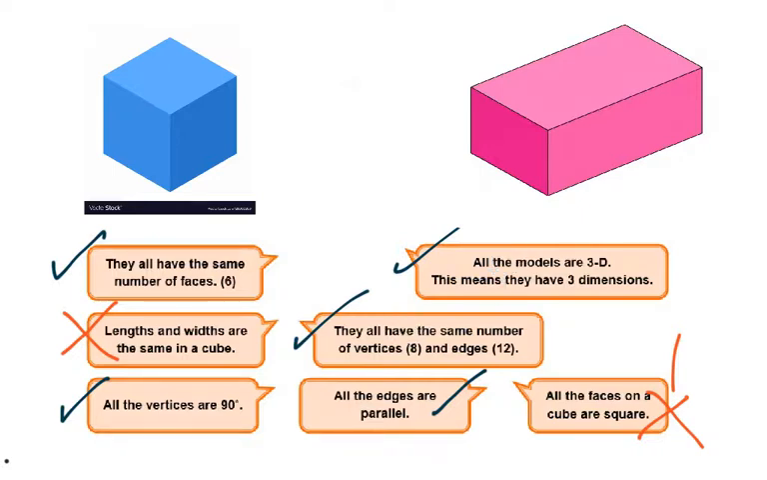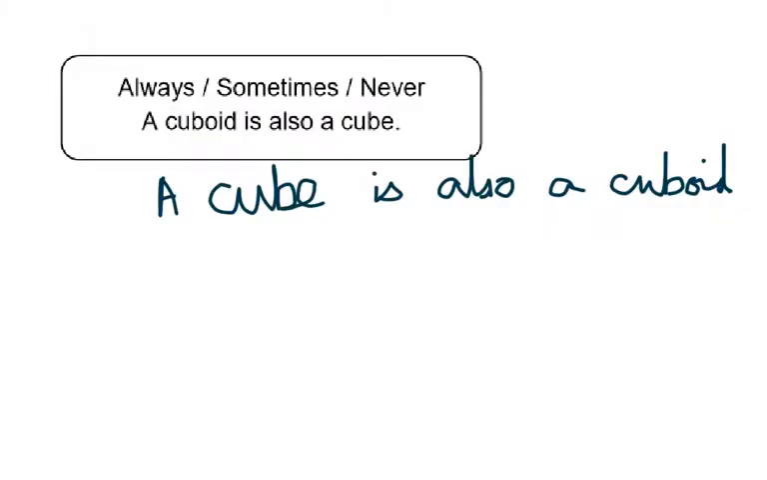So a cube is a special type of cuboid, but not the other way round. So this original statement, a cuboid is also a cube, could, I would say, be sometimes. If that cuboid is a cube, then yes, it is a cuboid. A cube is also a cuboid, so the other way round is always true.